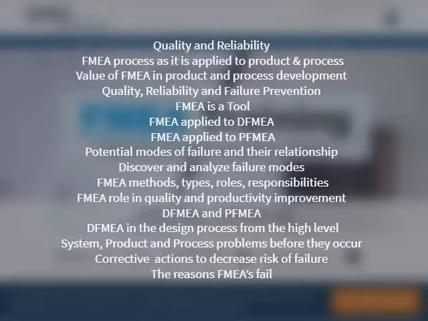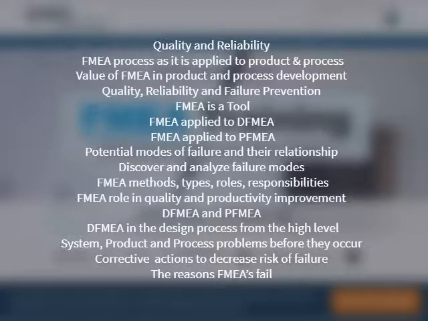Potential modes of failure and their relationship to product design. Discover and analyze failure modes. FMEA methods, types, roles, responsibilities, modeling, documentation, implementation. FMEA role in quality and productivity improvement.